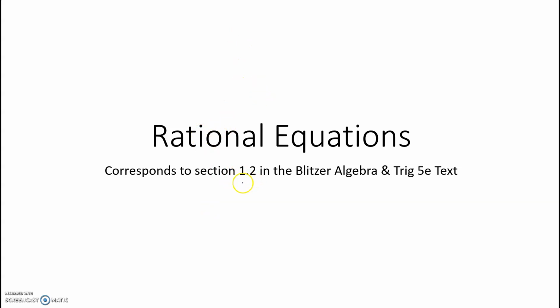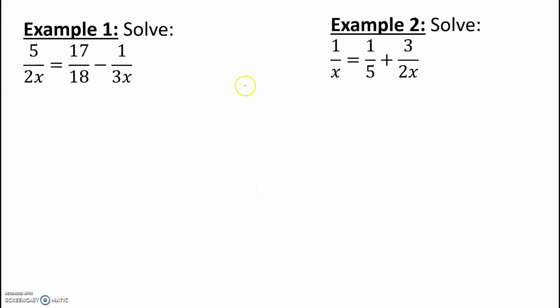Today we're going to travel back to section 1.2, and we're going to deal with the rational equations that we kind of skipped over. We did linear last time. Now we're going to go back and deal with those rational equations. So rational equations, you definitely want to get rid of that denominator.